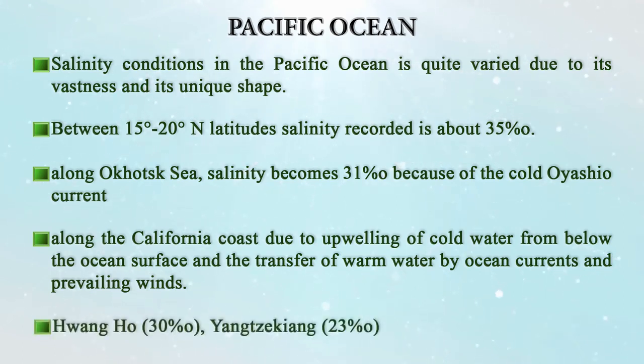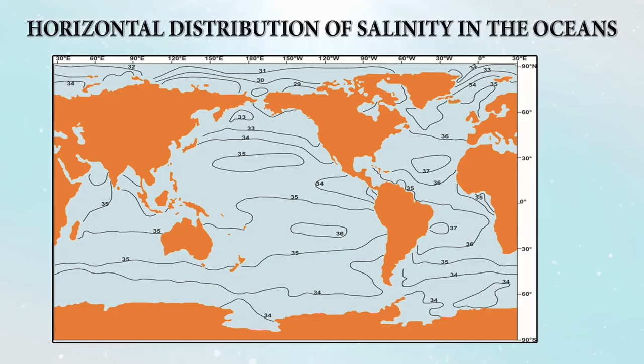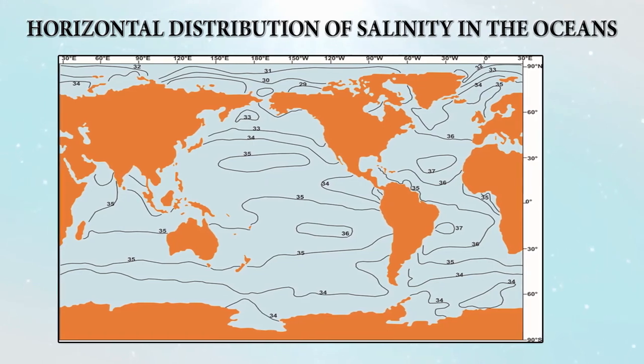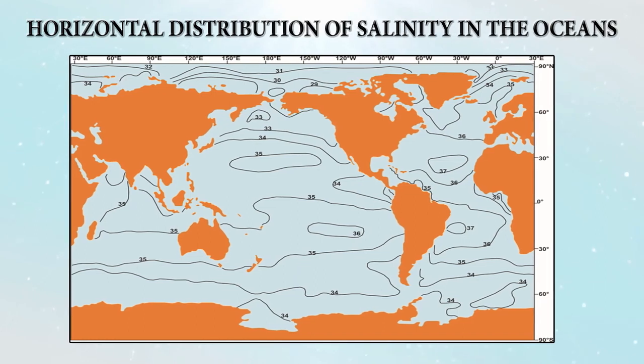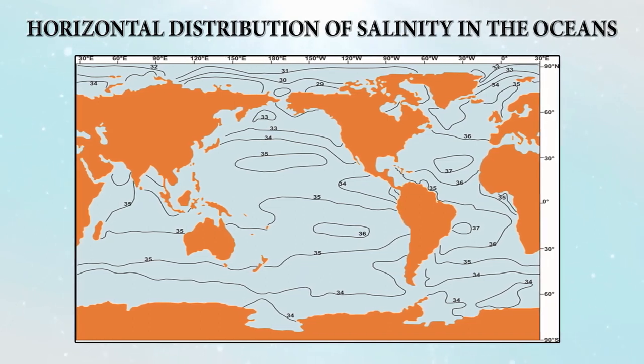Similarly, at the mouths of giant rivers like the Huang Ho and Yangtze Kiang, salinity is reported quite low compared to the adjoining latitudinal zones. Now you can compare, in this map you can see the different oceans, and compare them once again to have a detailed understanding of the horizontal distribution of salinity. Now let us also study the vertical distribution of salinity.